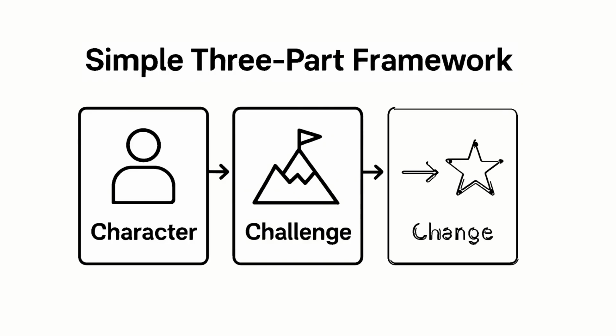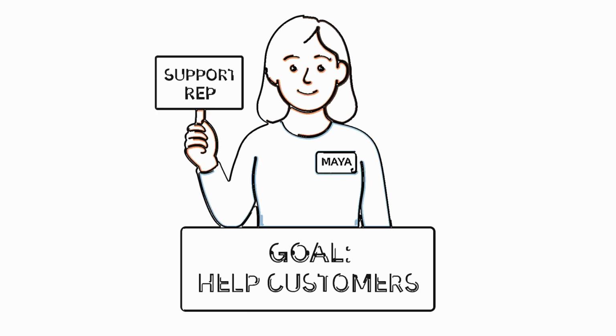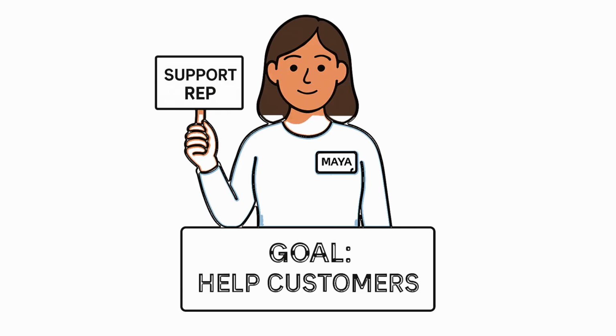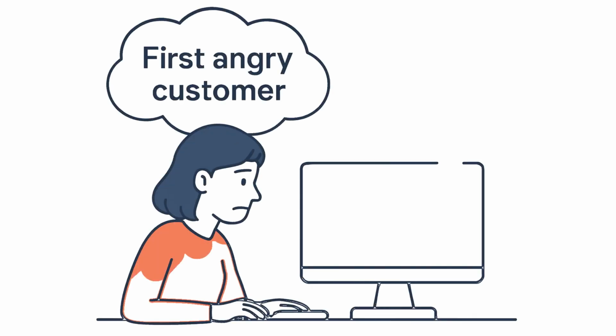First, character. Every story needs someone for learners to care about. This could be a customer, a new employee, a manager, or even a team. Give them a name, a role, and a simple goal. For example, Maya is a new support rep who wants to handle her first angry customer well. Right away, your learners have someone to follow.